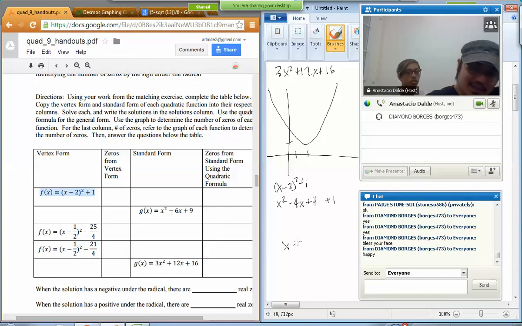All right, try this then. X minus 3 squared. X squared. Positive six. Minus 6x.